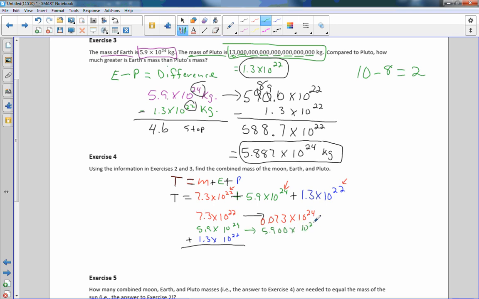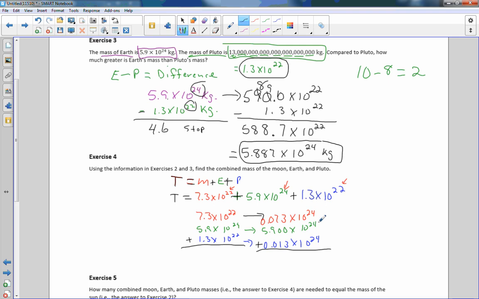5.900 times 10 to the 24. And then finally I'm going to convert this one so it's times 10 to the 24. And I need 1.3, and then I need the decimal to move 2 places to the left. So that's going to give me 3, 1. So here's 1, here's 2. So it's 0.013 times 10 to the 24th power.